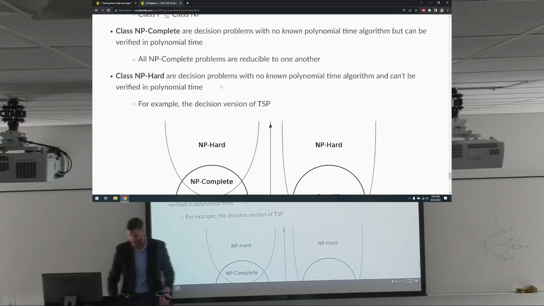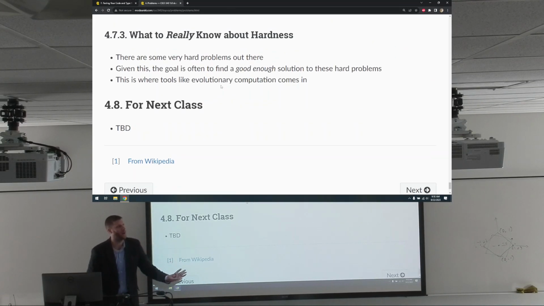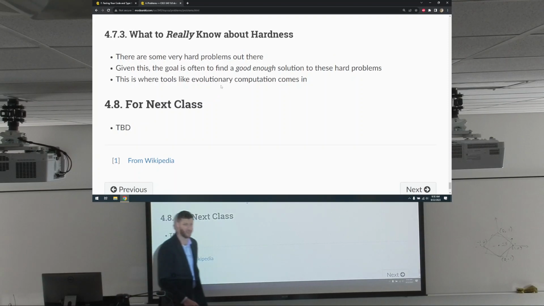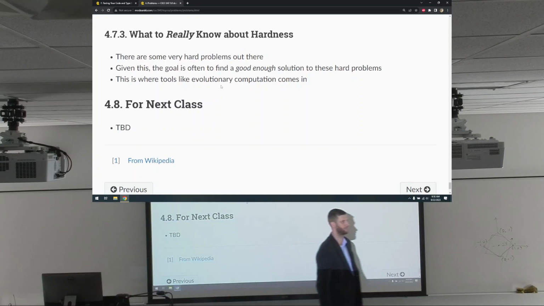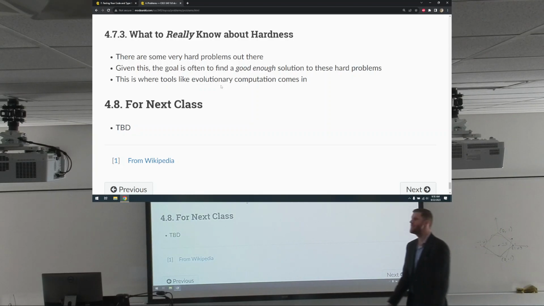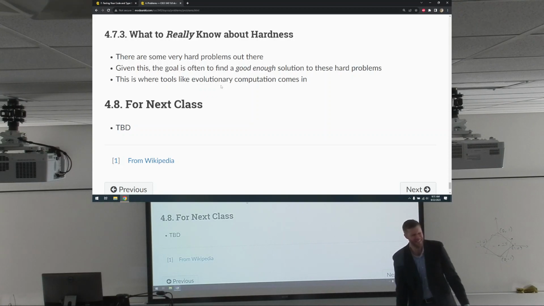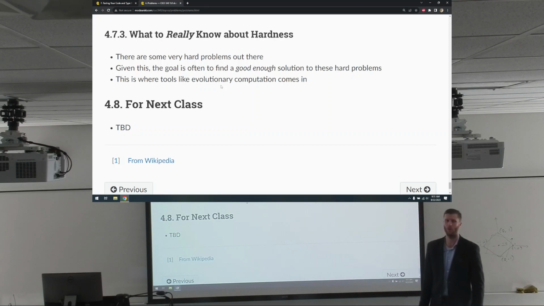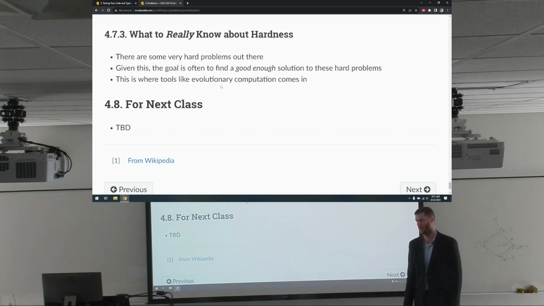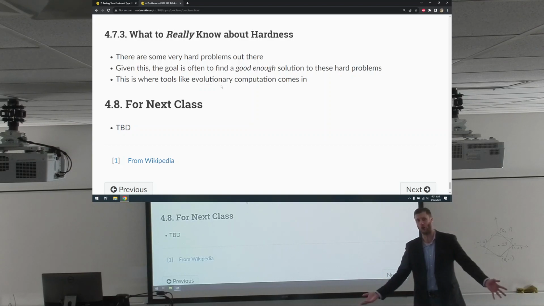All of this is to say, what we really care about for hardness is there are some very hard problems out there. And a lot of times when it comes to these hard problems, maybe even having the idea of I want the optimal isn't even a valid question. Maybe it is a valid question, but we have no chance of getting it. So this is where we go, well, a really good solution will work. It'll be fine.